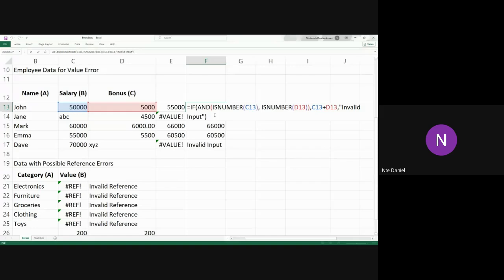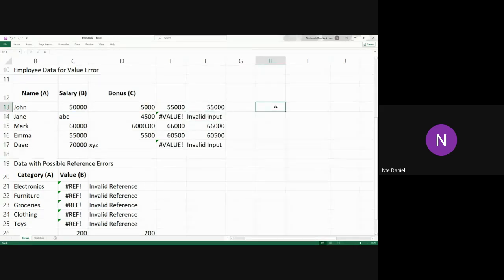It's nothing crazy, right? This is what we've done, but we're going to use the ISNUMBER function. So what does ISNUMBER do? ISNUMBER is a function in Excel that checks to see if the value in a cell is a number or not. If it's a number, it's going to return true. If it's not a number, it's going to return false.